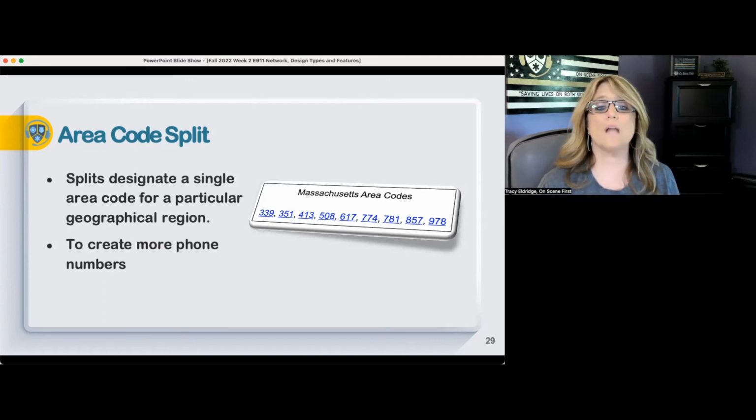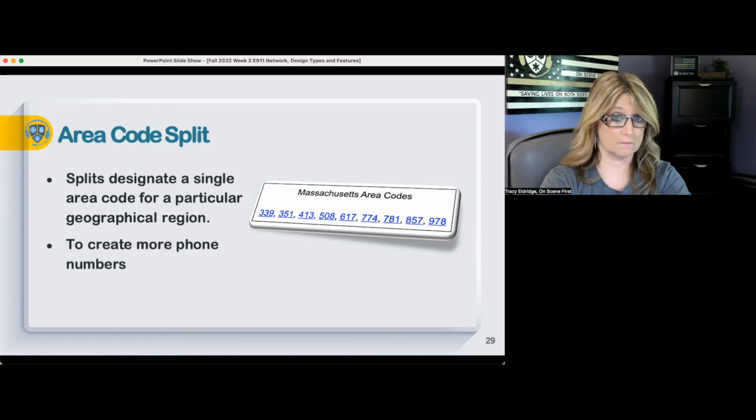But then what they realized is that they were running out of numbers. They were running out of numbers, and they had to create more numbers. So they had to create more area codes to create more numbers.